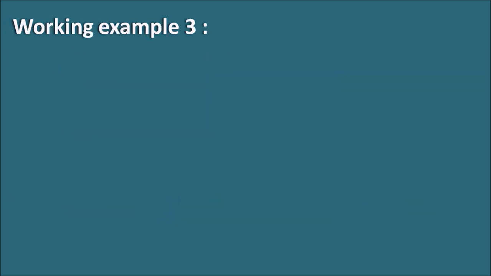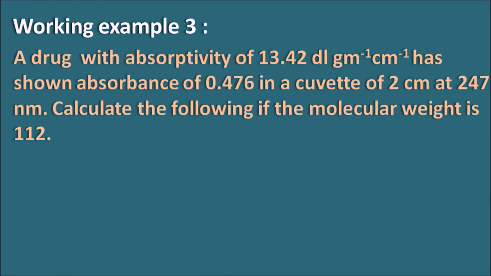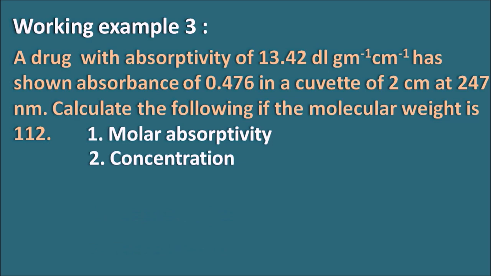Now let us go with another example, working example 3. A drug with absorptivity of 13.42 deciliter gram inverse centimeter inverse has shown absorbance of 0.476 in a cuvette of 2 centimeter at 247 nanometers. Calculate the following if the molecular weight is 112. So what we have to calculate is the first one, molar absorptivity, and second is the concentration.